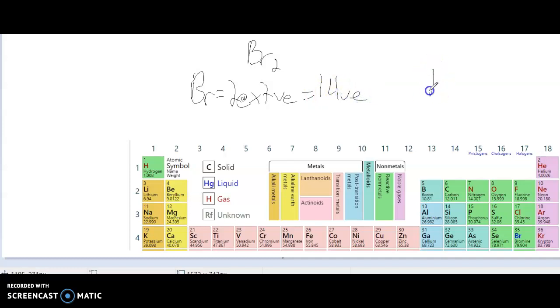Great. Step 2, I'm going to draw my skeleton structure. I've got two Brs and I'm going to connect them with a bond. Step 3, I'm going to add 6 to my outside atom.